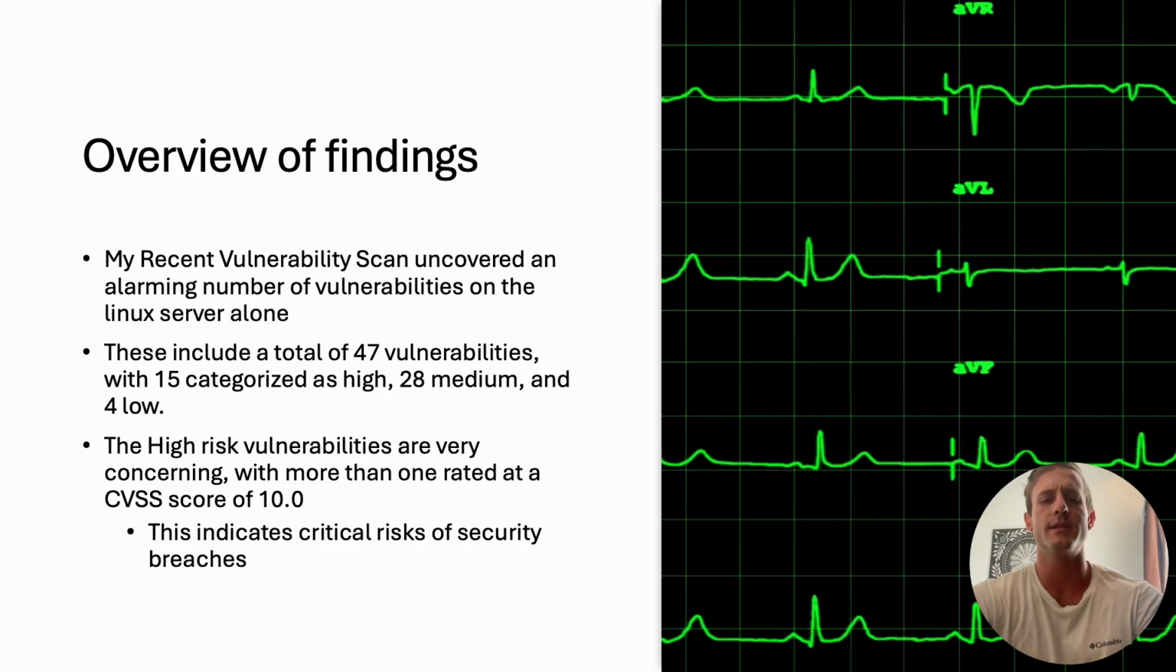My recent vulnerability scan uncovered an alarming number of vulnerabilities on the Linux server alone. Some of these included a total of 47 vulnerabilities, with 15 categorized as high, 28 medium, and 4 low. The high-risk vulnerabilities are very concerning, with more than one rated at a CVSS score of 10.0. 10.0 indicates a critical risk for security breaches.